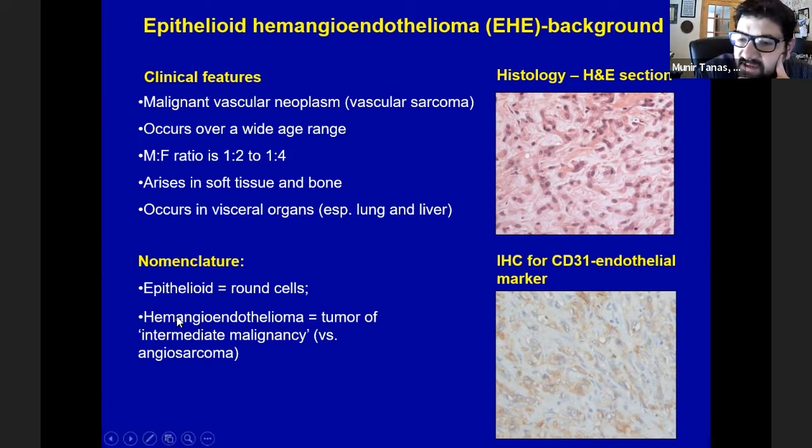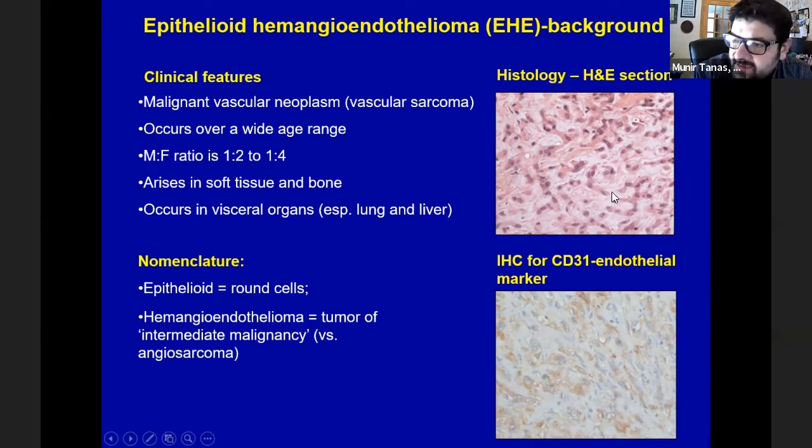The nomenclature is kind of confusing, but epithelioid is basically referring to the fact that the tumor cells are rounded when you look at them under the microscope. Hemangioendothelioma is a historic term used to indicate vascular tumors of intermediate malignancy. Now we acknowledge EHE as a full-on sarcoma in the latest WHO classification.